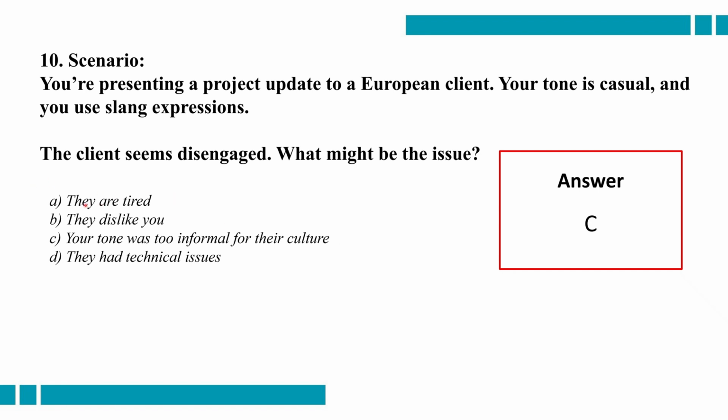Why not the other options? They are tired: possible, but the consistent issue is with your delivery style, not their energy level. They dislike you: too personal and not the reason for disengagement. And they had technical issues: if it were technical, they wouldn't specifically disengage when you spoke casually. So in an articulation exam, if a client seems disengaged due to communication style, the correct answer usually involves professionalism, tone, cultural respect, or clarity. So option C is correct.